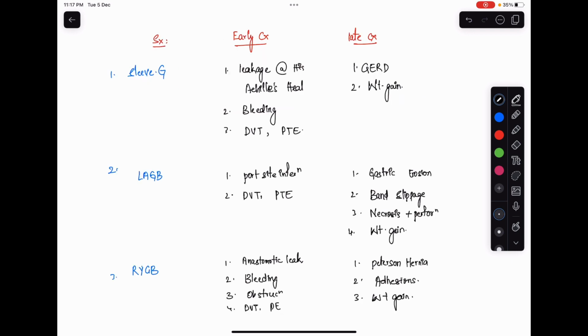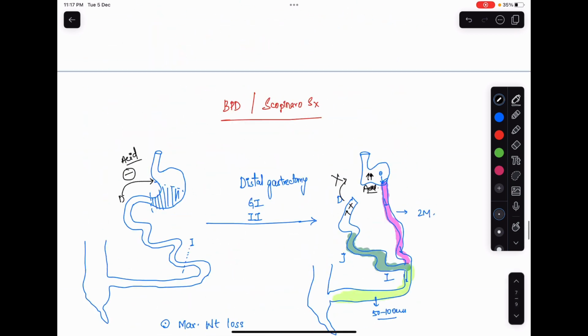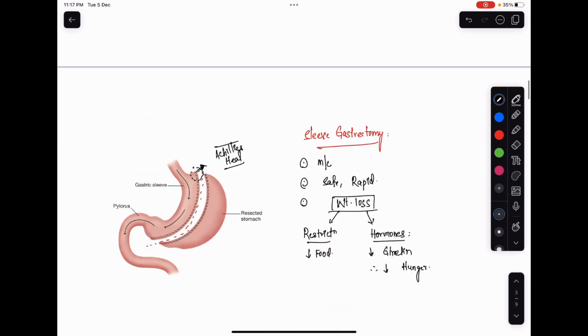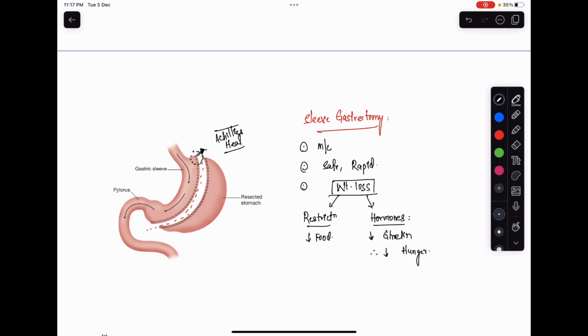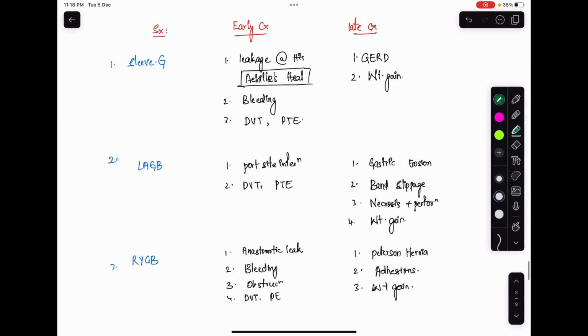Coming to sleeve gastrectomy, the early complication is leakage at the angle of His, which is also called the Achilles heel. As you can see in this image, we're applying staples as shown in the figure, and near this angle of His, at this area there is increased chance of leak. So this is called the Achilles heel of this surgery. If a leak happens from here, it will take so long to heal, and it may also cause bleeding, and it may also cause deep vein thrombosis followed by pulmonary embolism. Late complications include gastroesophageal reflux disease and weight gain.